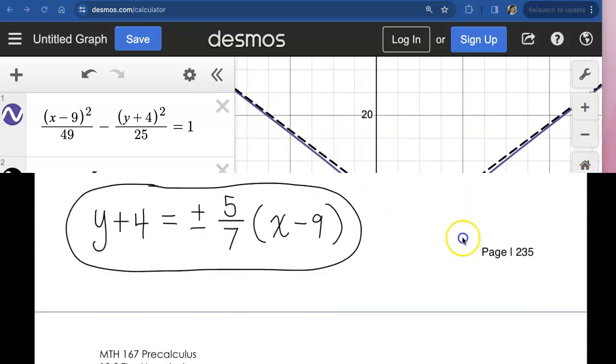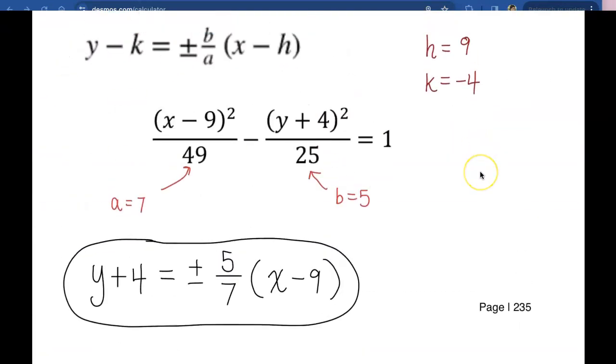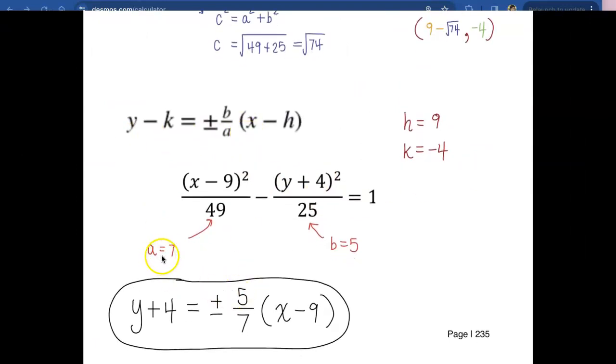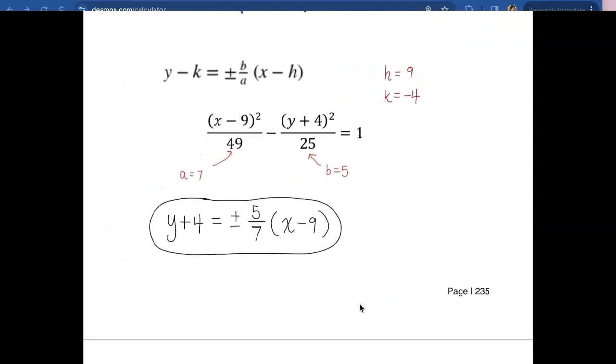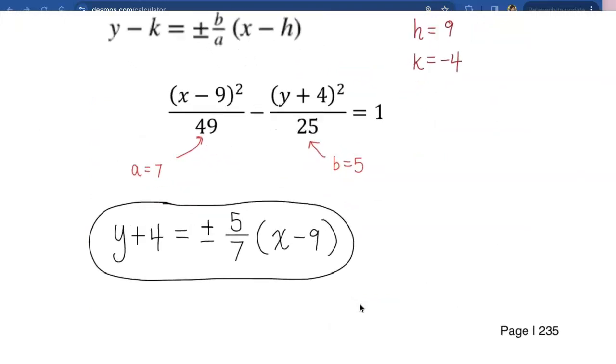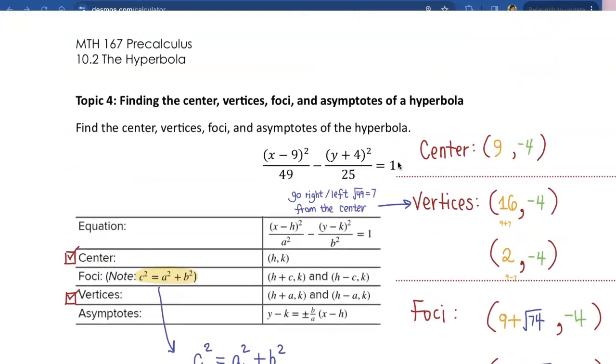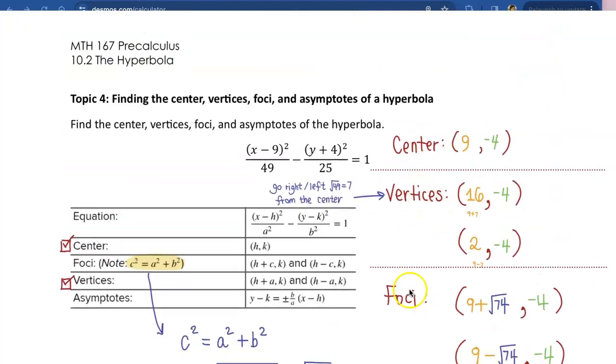So since we are doing this for the first time, I want you to definitely use the formulas given. Identify your A, B, H, and K, and just plug them right in. That's how you can find the equation of these asymptotes. You and I, before we got to this point, instead of writing the equation of asymptote, we were just graphing them using these numbers underneath. Okay, so that's it for the fourth topic of section 10.2.